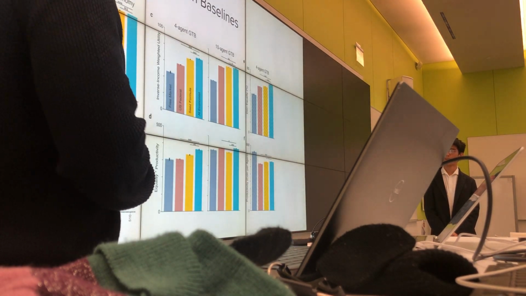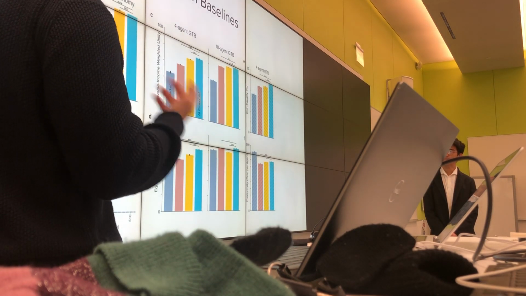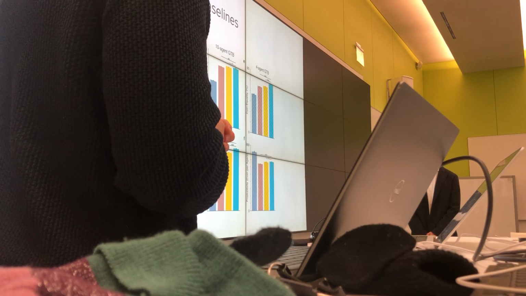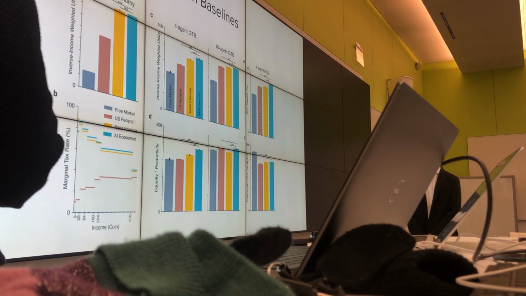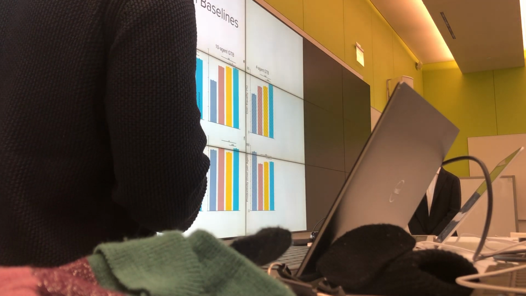So going to the point about comparing this against the known baselines that we touched on in the environment section before, here we can see the levels of social welfare as well as the derived tax schedules, and compare them to the free market system, the U.S.